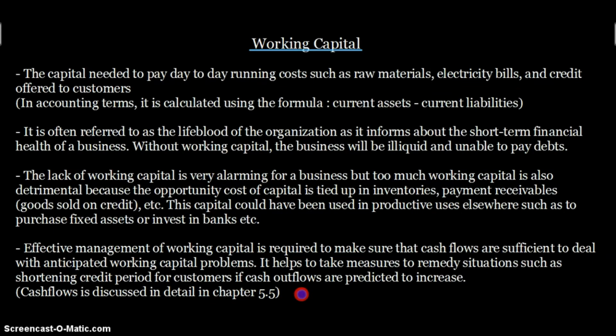Cash flows are discussed in detail in chapter 5.5. If you have a cash flow forecast ready, showing when and how much cash will go out of the business, that is your cash outflows, and how much cash will come into the business, that is your cash inflow, then you can effectively manage your working capital as well. We're going to talk more about how we manage cash flow in order to manage working capital in chapter 5.5, so look forward to that.